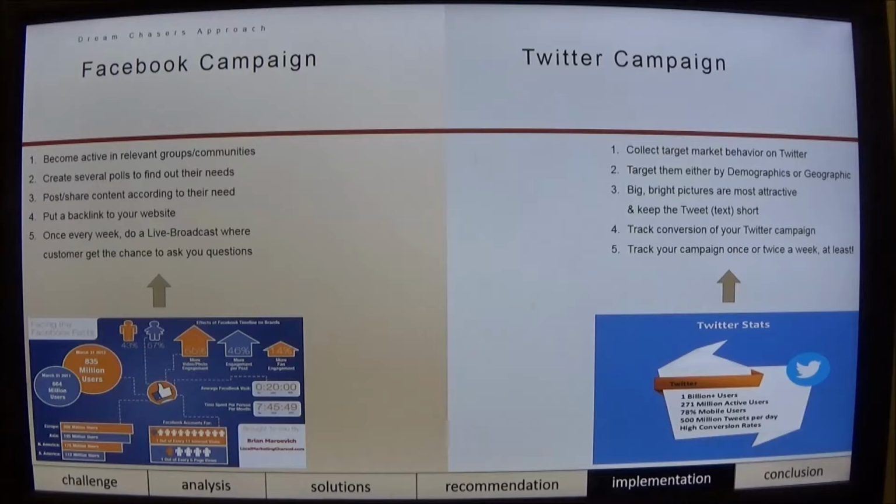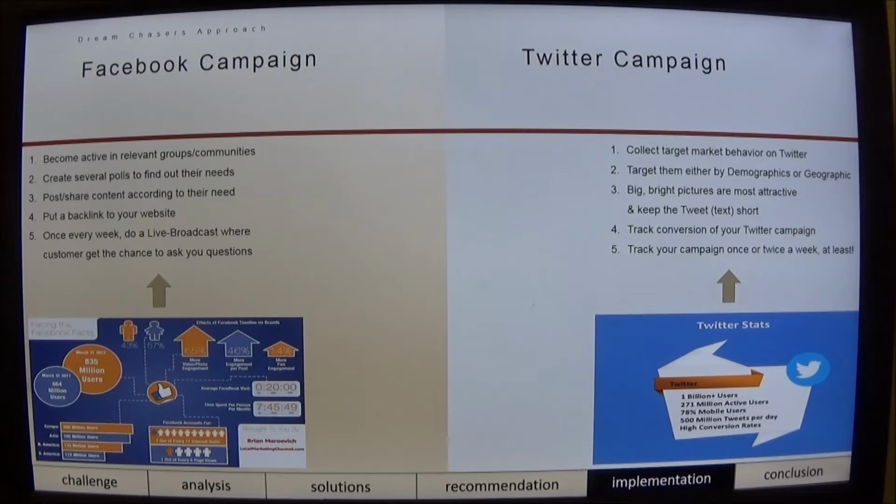On Twitter, keep the text really short and put appealing pictures, because that attracts the most customers, and people will read it. If you put a large amount of text, people won't read it. Twitter isn't for a whole summary of your company. Short, effective posts.